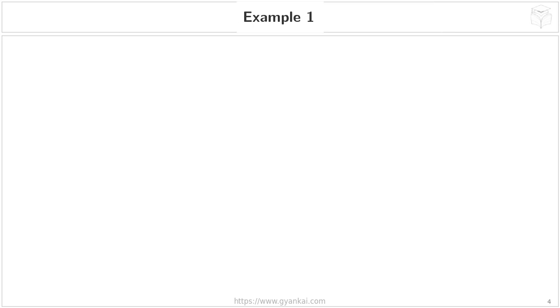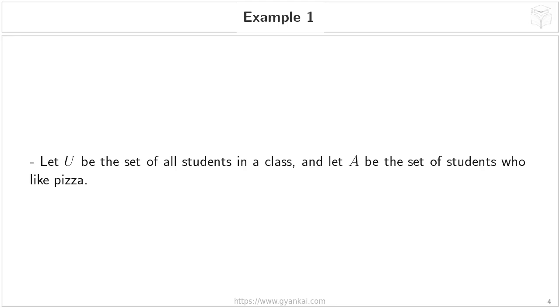Example 1. Let's move on to an example to solidify our understanding of complements. This slide presents a relatable scenario.